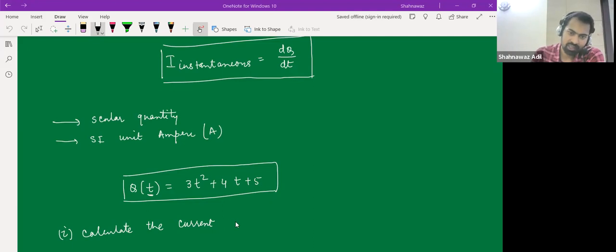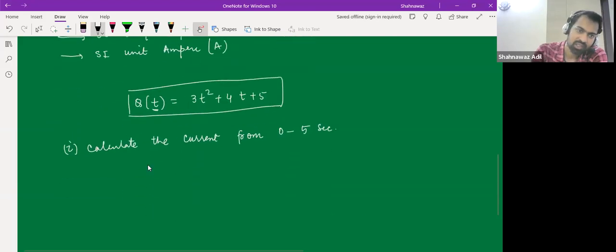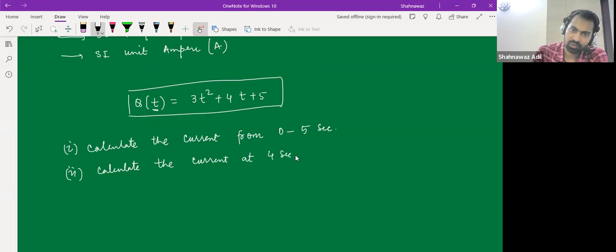So calculate the current from 0 to 5 seconds, right? And the second question would be: calculate the current at 4 seconds. Right. So in this case, what will we calculate? Mariam, instantaneous or the average current? So what will we calculate? Mariam, what will we calculate for this case?